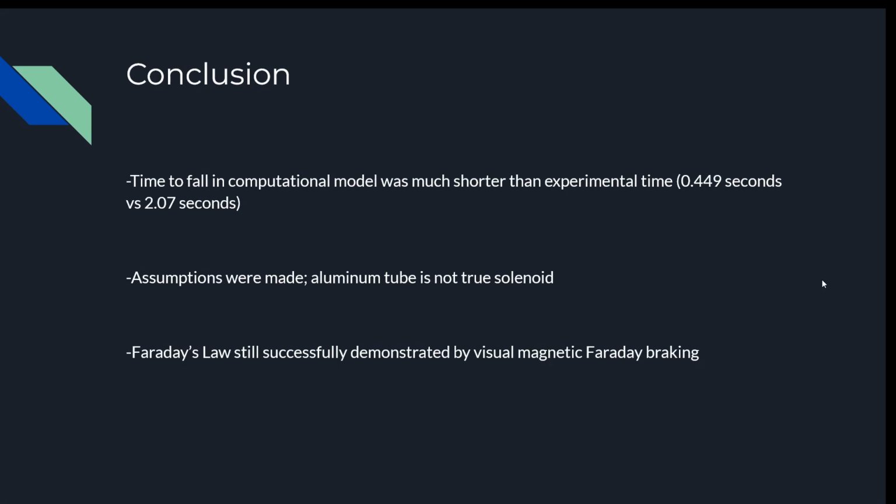So overall, the time to fall in the computational model was much shorter than the experimental time, likely due to the assumptions that were made. The aluminum tube is not made of loops and rings, it's not a true solenoid, and there are other forces, and it's just not as pure as the model.